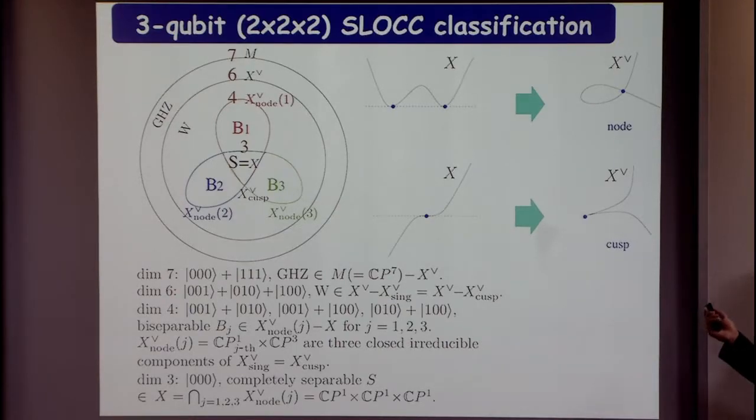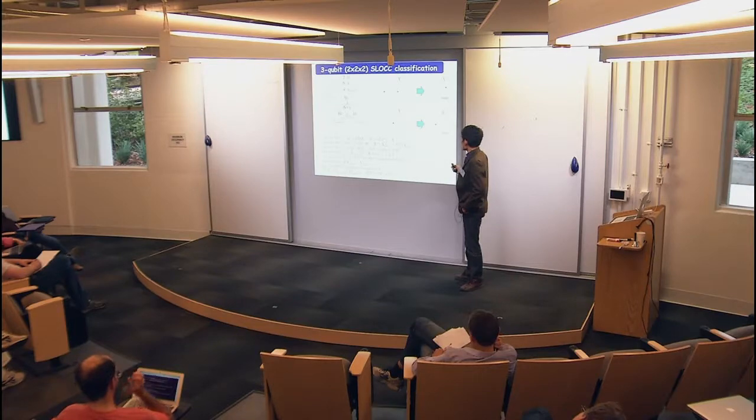Can you be a little more specific about what cusped node means exactly? Okay, so this is singularity. So if we have more than one solution.